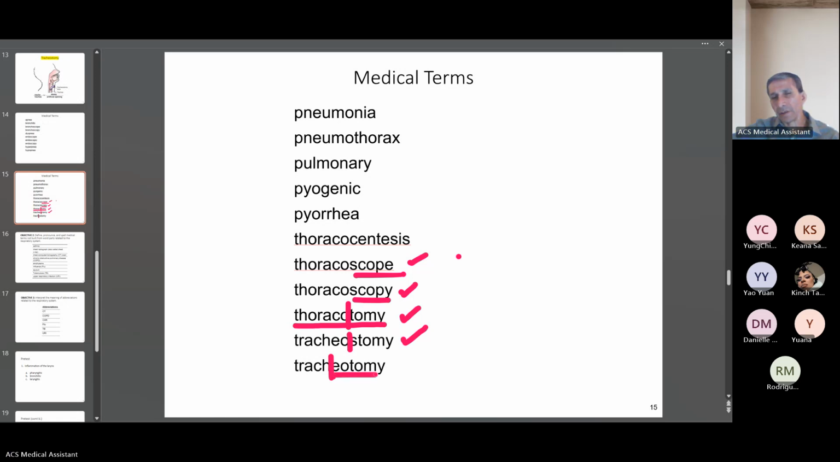Ectomy. Ectomy is the surgical removal of an organ or part of an organ. If the patient has cancer in the colon, we're going to do a colectomy. If he has cancer of the breast, we need to remove the breast. It's called mastectomy, because it's being removed surgically.